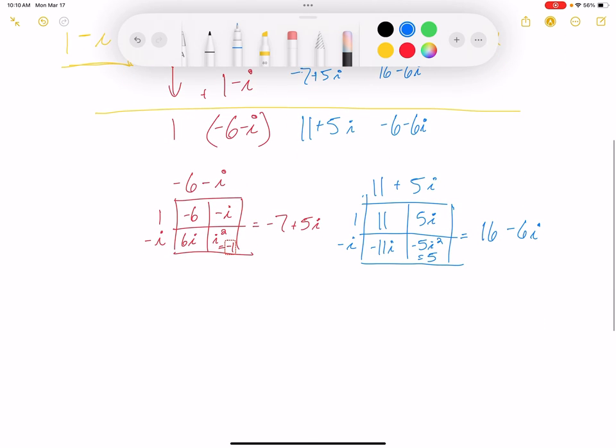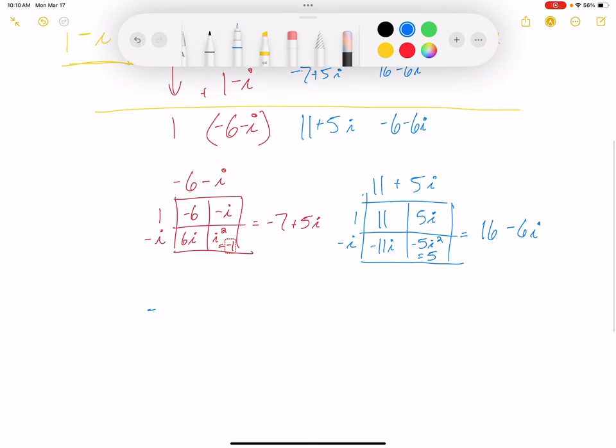All right, got to do the same thing again. I'll change colors. -6 minus 6i is going to be multiplied by 1 minus i. That's -6, -6i, positive 6i, positive 6i, and then this would be 6i squared, which is -6, right? Because i squared is -1. This cancels, this gives me -12.